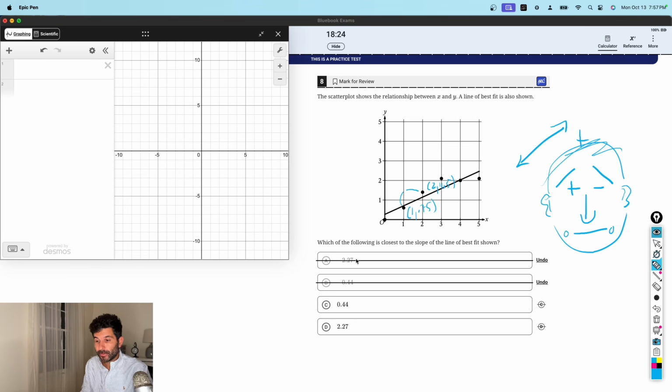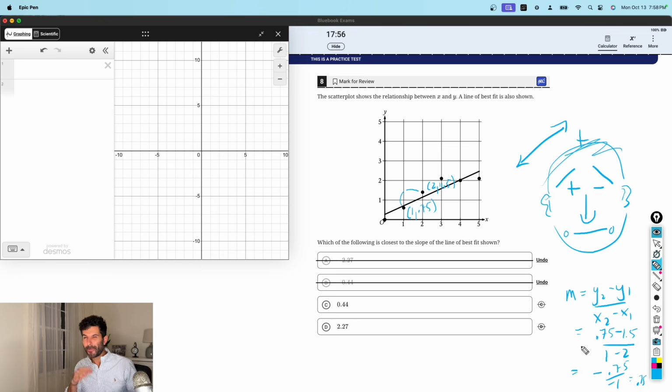Slope is not given to you. So we would have to say that m is equal to y2 minus y1 over x2 minus x1. And that's going to be, let's say, 0.75 minus 1.5 over 1 minus 2. That's going to give me negative 0.75 over negative 1, and you get 0.75. What's closer out of two of those? Obviously, choice C. So that probably is going to be my answer, and I'm pretty confident with that.